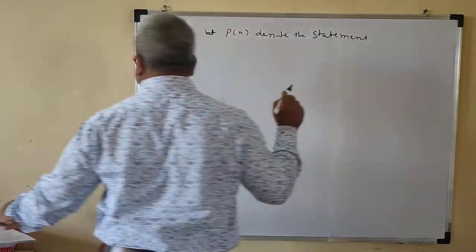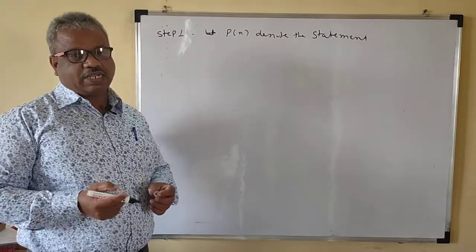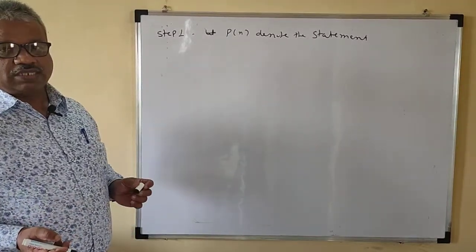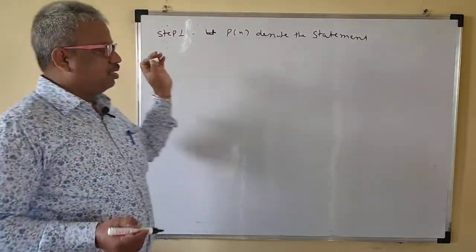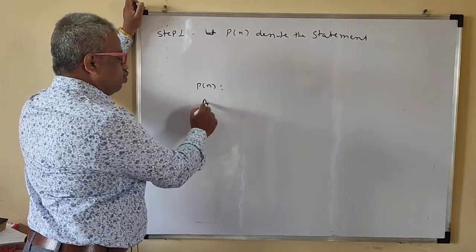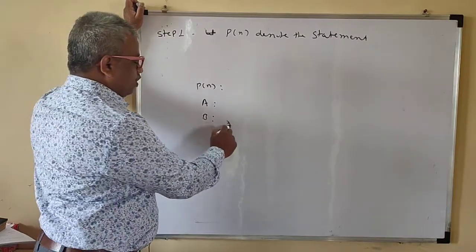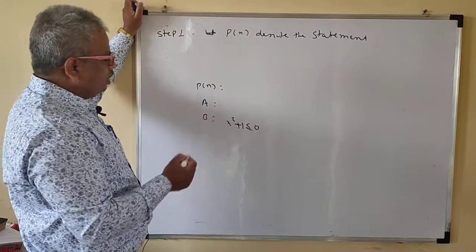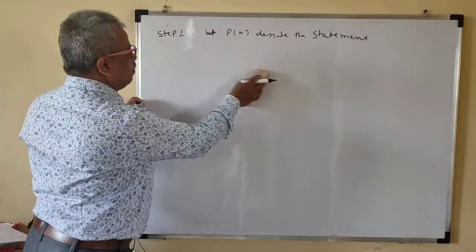You know that in the last year you have seen that a statement is an assertive sentence which is either true or false but not both. That is called a statement. So call that statement Pn. You know how to denote a statement. For example, A is Ram is tall, or mathematics is easy, or x square plus 1 is less than 0. These are statements, suppose. So you know how to denote a statement.